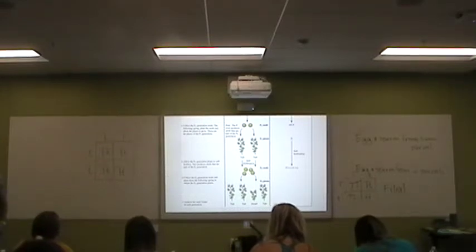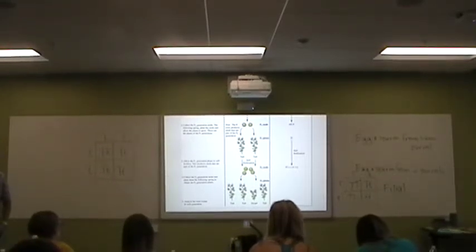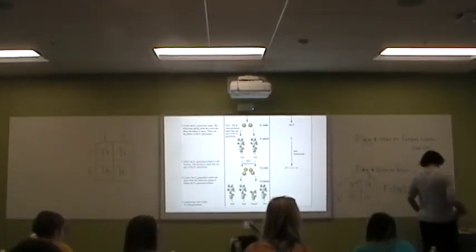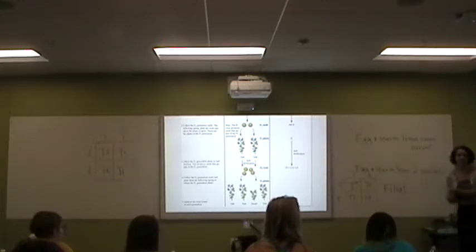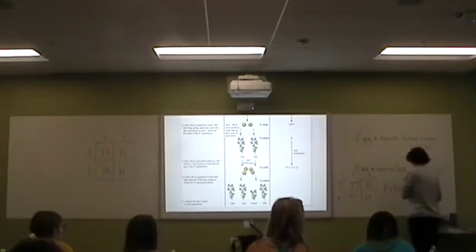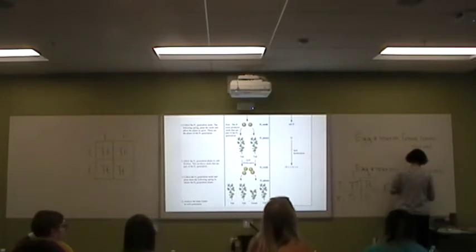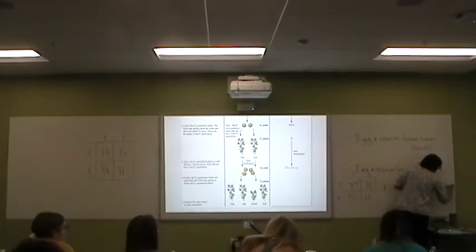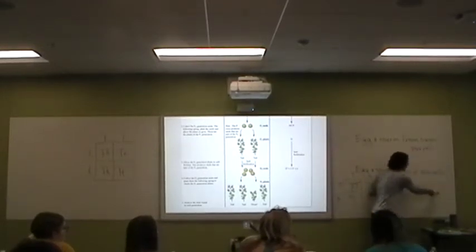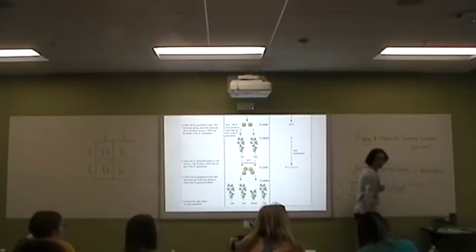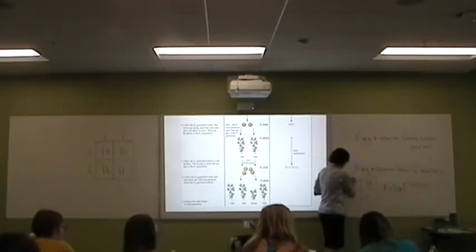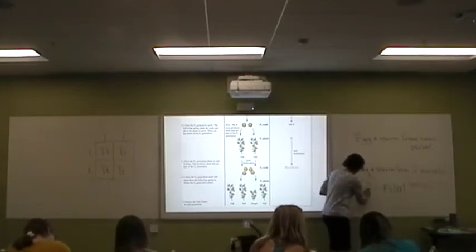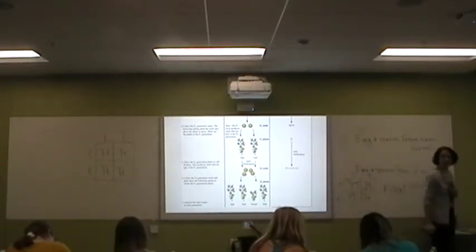And what is the genotypic ratio of these individuals? 1 to 2 to 1. All right, so genotypically it is 1 to 2 to 1, and we always represent it as homozygote dominant, heterozygote, homozygote recessive. Right? So we have 1 homozygous dominant, 2 heterozygotes, and 1 homozygous recessive. So 1 to 2 to 1.